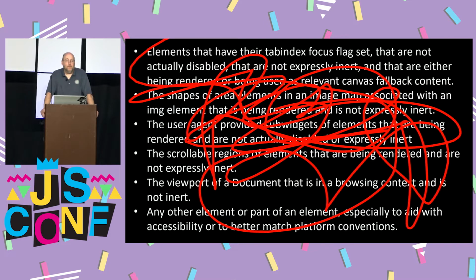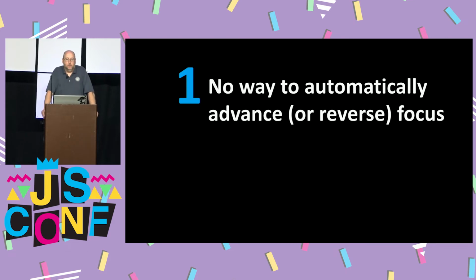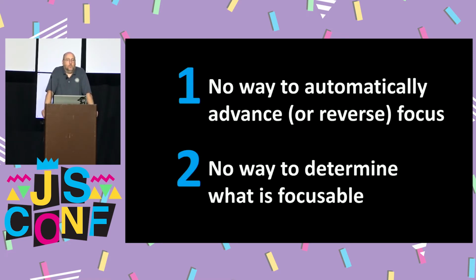Smarter people have tried to do this, and every single time they try to do this, they get it wrong. So essentially, we have two problems that I mentioned, right? We have no easy way to programmatically advance the focus or programmatically move the focus backwards. We also have no easy way to determine what can receive the focus, what is focusable, if we wanted to walk the tree. And the really annoying thing about these two problems is that internally in the browser, both of these problems are already solved. This is just not exposed.